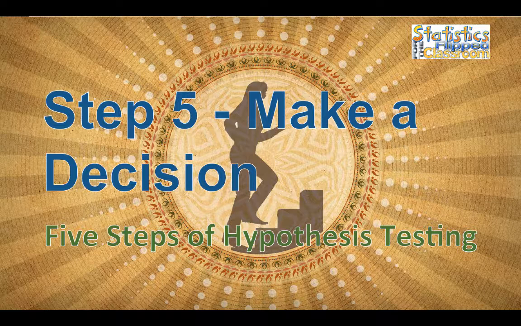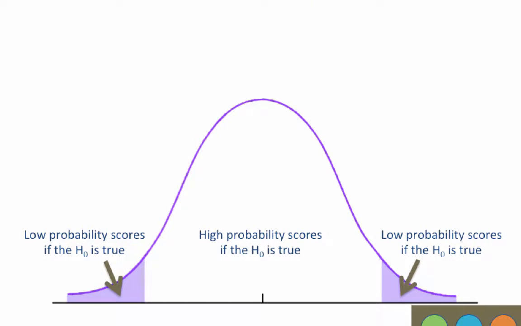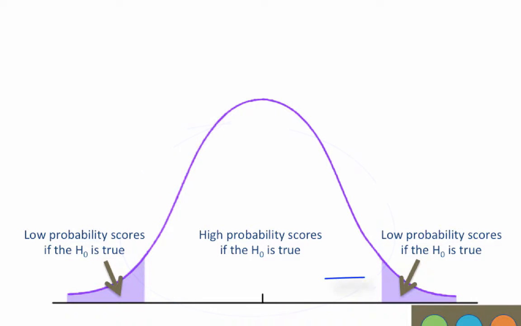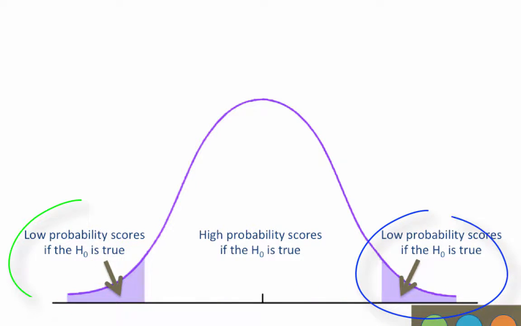Step 5 in the 5 steps of hypothesis testing is to make a decision. Remember that the curve of a normal distribution represents relative frequency. If you were to choose a score at random, you have a high probability of choosing a score close to the mean. As scores get farther from the mean, they have decreasing probabilities.